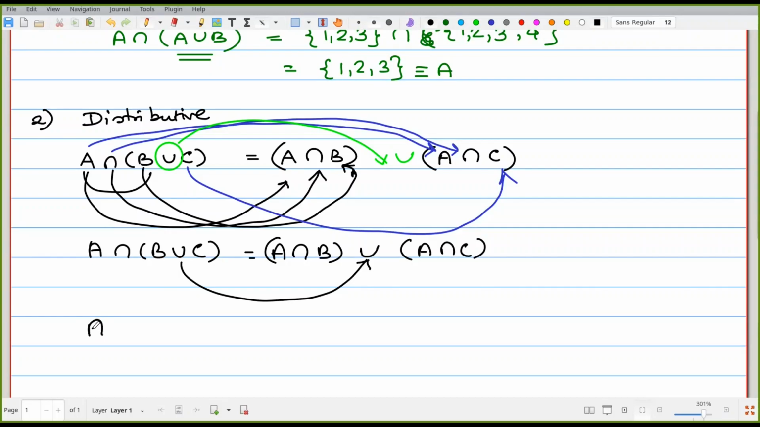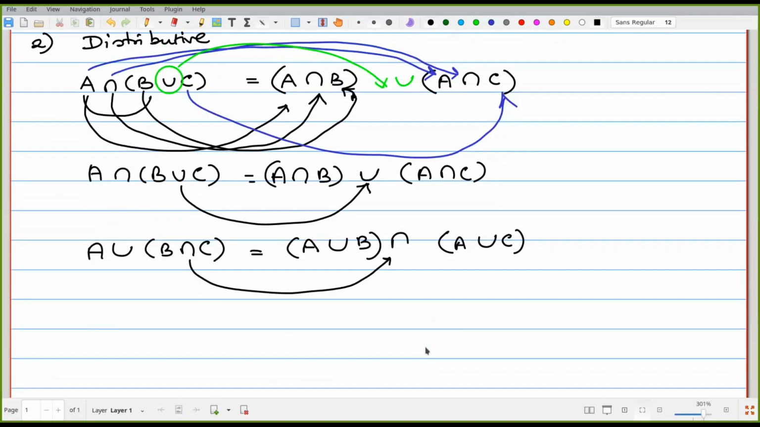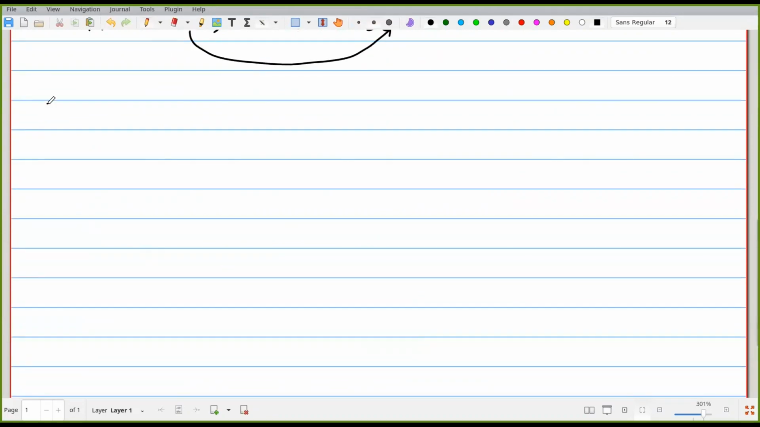Another one, similarly, A union (B intersection C) equals (A union B), then (A union C), with the intersection in between. Those are called the distributive property or distributive laws of sets. First one, absorptive. Second one, distributive. Third one, we already know that name, that is called the DeMorgan's Law.